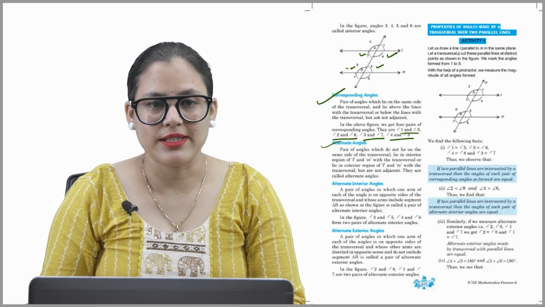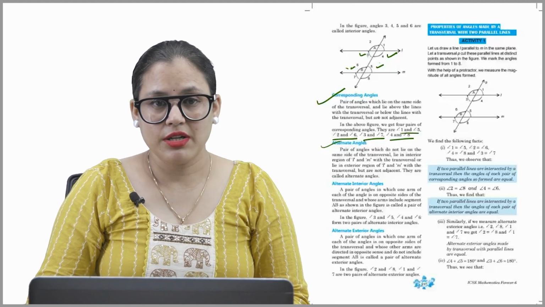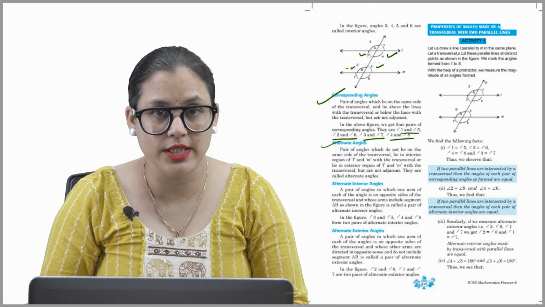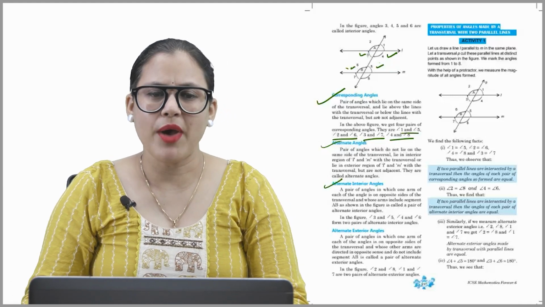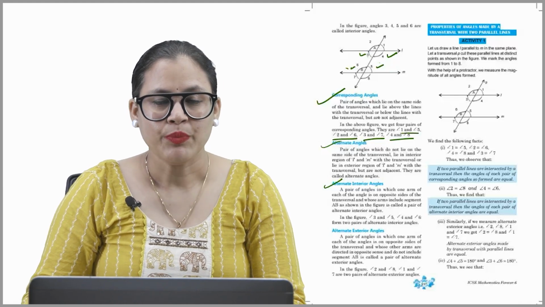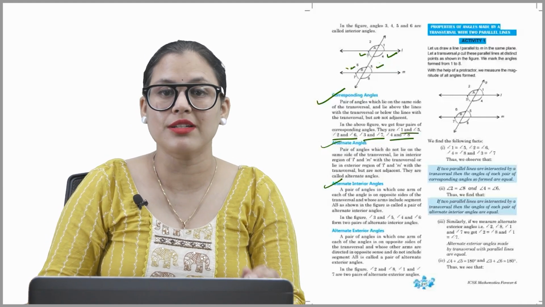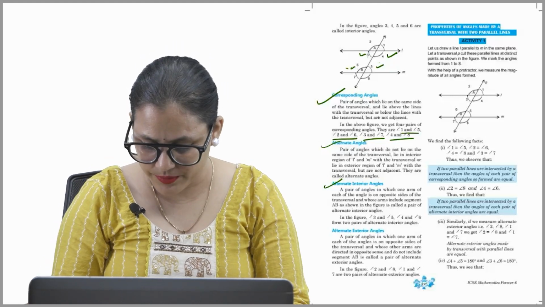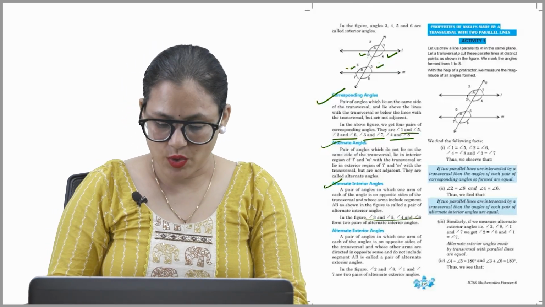Number 3, alternate angles. A pair of angles which do not lie on the same side of the transversal, either in the interior region of L and M with the transversal or in the exterior region of L and M with the transversal, but are not adjacent, are called alternate angles. Next, alternate interior angles. A pair of angles in which one arm of each of the angles is on opposite sides of the transversal and whose arms include the segment AB, as shown in the figure, is called a pair of alternate interior angles. In the figure, angle 3 and angle 5, angle 4 and angle 6 form the two pairs of alternate interior angles.